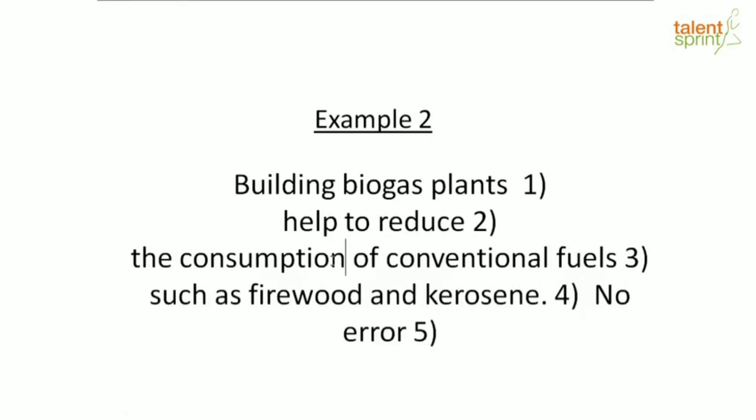Building biogas plants help to reduce what? Help to reduce the consumption of conventional fuels such as firewood and kerosene. So the error is in part 3 for example 2. So do you realize how we've applied how to identify which form is required in a sentence? Do I need an adjective form? Do I need an adverb form? Or do I need a noun form? Or simply the verb itself will suffice to complete the sentence meaningfully and grammatically?